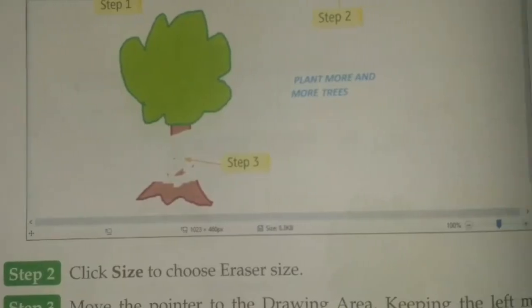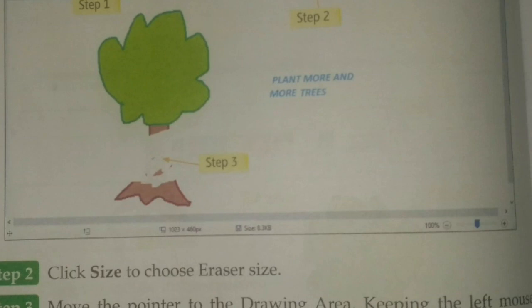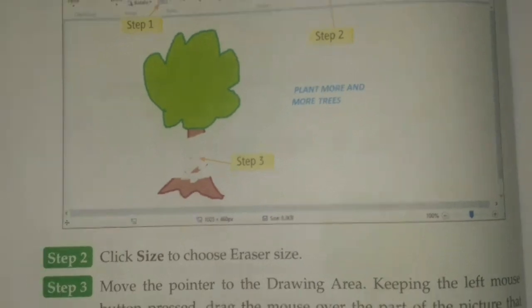Then step 3, move the pointer to the drawing area, keeping the left mouse button pressed. Drag the mouse over the part of the picture that you need to be erased. Where you want to erase, you click that place, and over that part you simply keep the left mouse button pressed and drag the mouse over the part of the picture that you want to be removed or erased. Okay, that was the eraser tool.